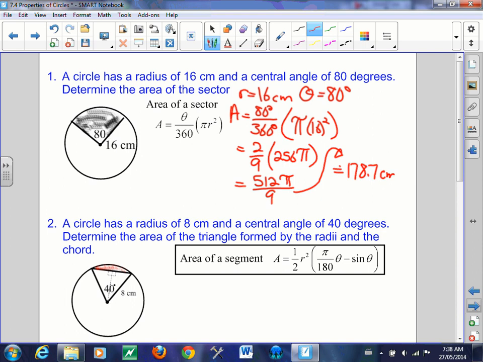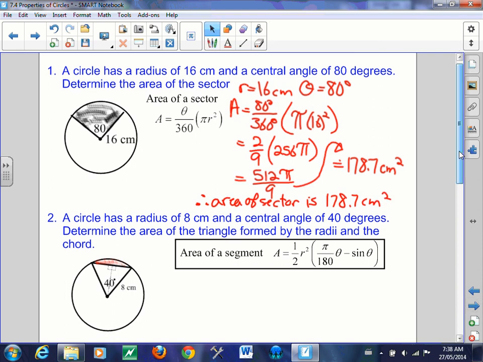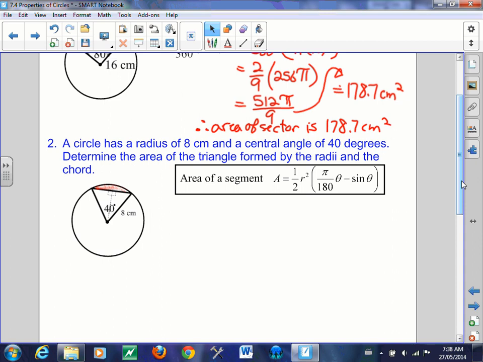178.7 centimeters squared. And because it's more of a word problem, since it's got words in it, you would say, therefore, area of sector is 178.7 centimeters squared. Hopefully you did well at that. If not, go check your calculations and see what you're doing wrong. Otherwise, come see me in class.